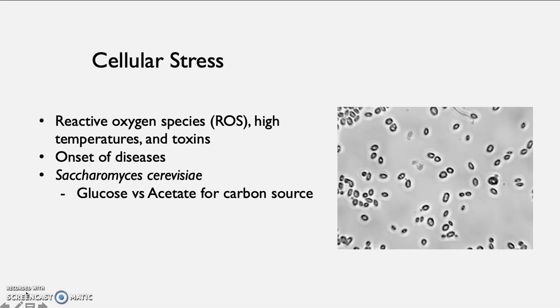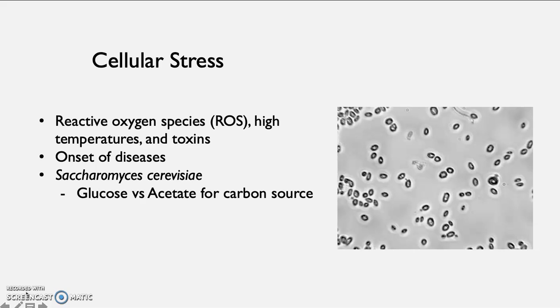High temperatures move cells outside of their optimum range, denaturing proteins, causing them to lose their function, and then leading to cell death. Toxins inhibit enzymes within the cells, undermining a lot of the cell's processes, causing the cells not to function properly, leading to cell death.